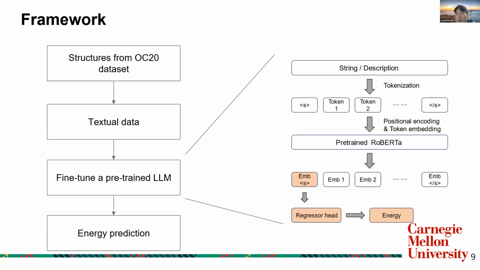The text input undergoes a tokenization process, and it is then processed through the transformer encoder. Then we extract the embedding of the first token and pass it through a regression head, ultimately yielding a scalar value representing the energy, the relaxed energy. So this is the framework.